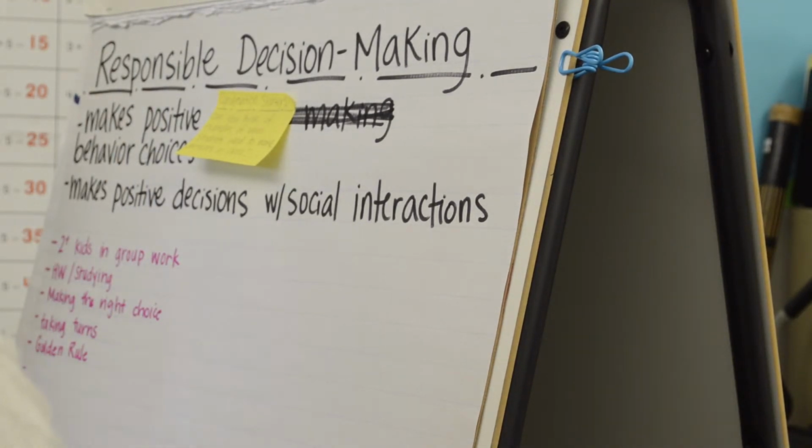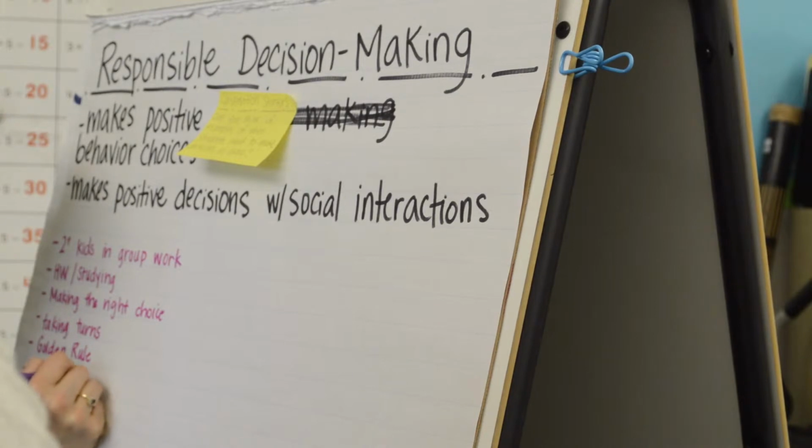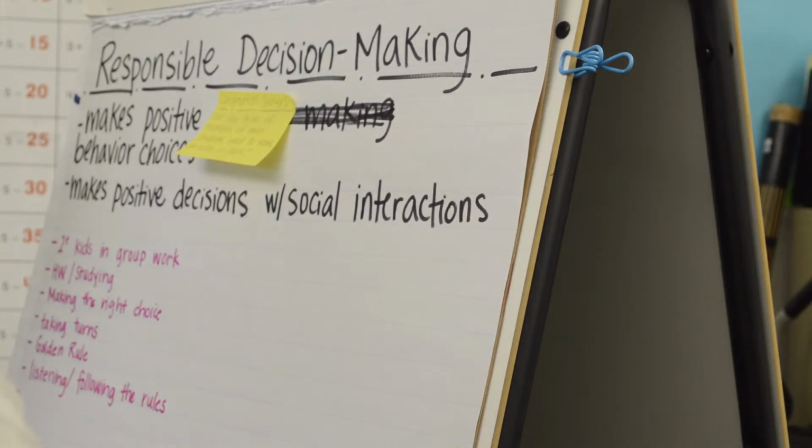Sometimes they need that prompt to really think about it, like, I wouldn't like this if someone did that to me. In the moment, they don't think that. I've been seeing this a lot recently with my group work, because I have them in groups for science, and they're going to teach about weather.